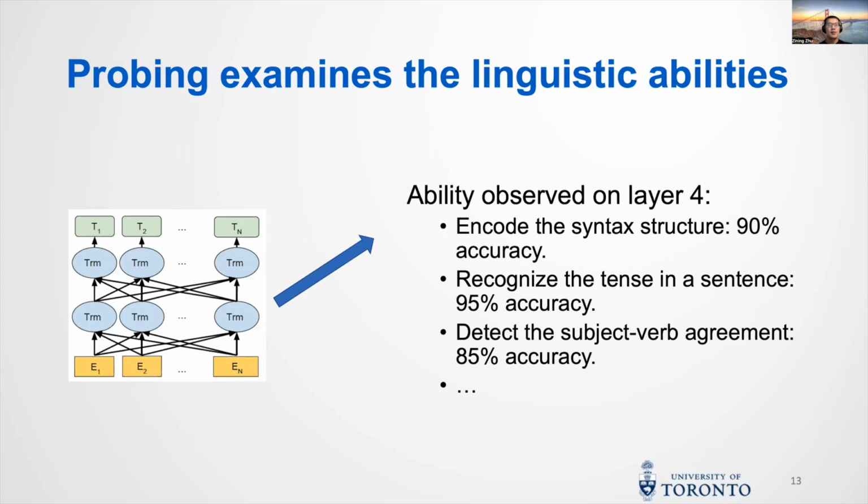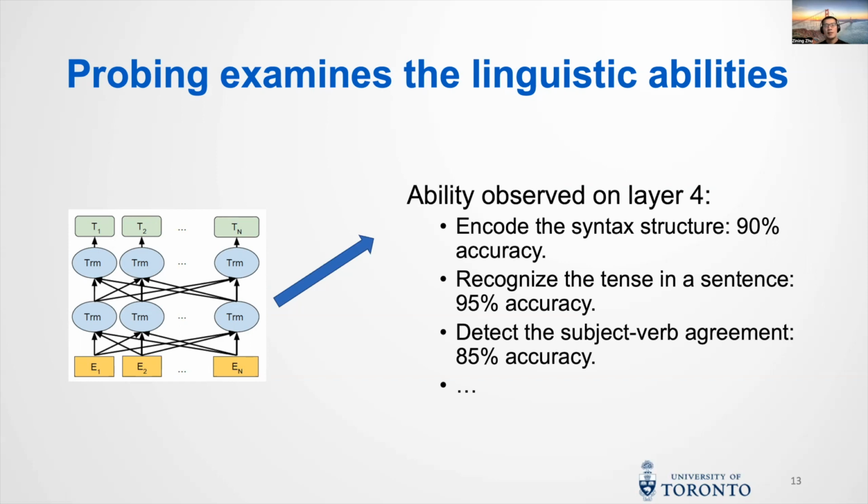Probing can examine linguistic abilities. This slide shows an example of what result you can expect to observe from probing analysis. If you take the representation of a very deep model like BERT, take the representation of layer 4 and dump that into a logistic regressor, you can use the prediction accuracy to describe the targeted linguistic ability.